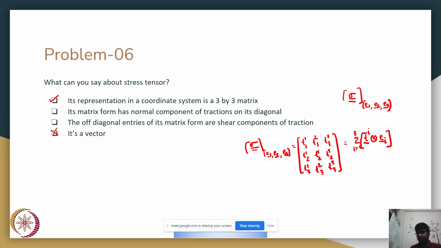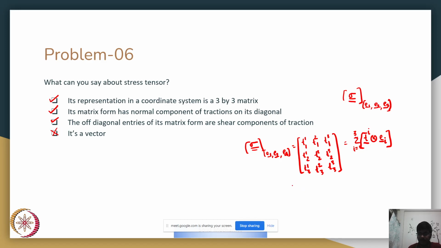We do a tensor product between tractions on three different planes. So this is the matrix form, a 3 by 3 matrix. Are the components on the diagonal, do they signal normal components of the traction? Yes, exactly. And what do the off-diagonal terms physically represent? Shear components of traction. Correct.